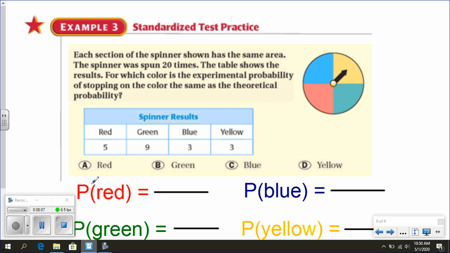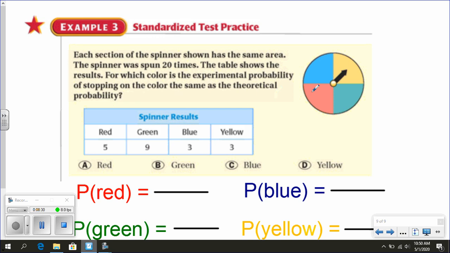Example 3. Each section of a spinner shown has the same area. The spinner was spun 20 times. The table shows the results. For which color is the experimental probability of stopping on the color the same as the theoretical probability? Well, we have to think about what was theoretical probability. Theoretical probability is what should happen.